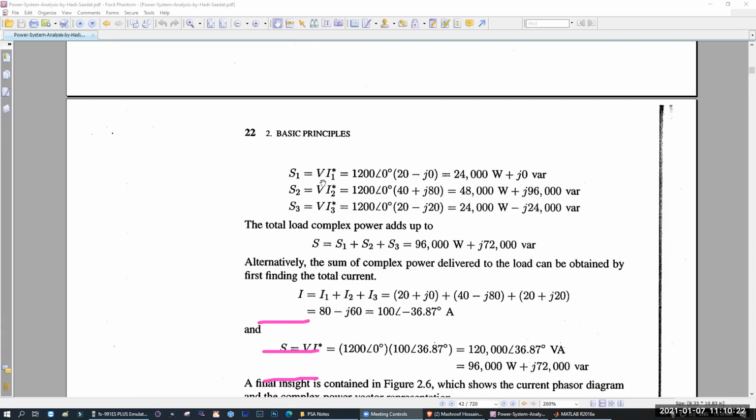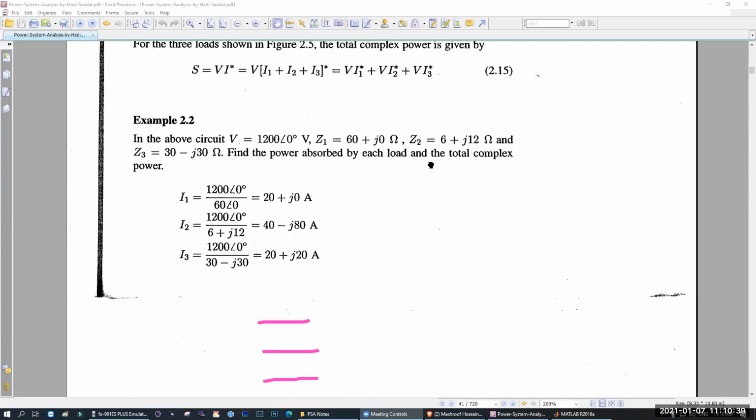So S1 will be V into I1 conjugate. S2 is equal to V into I2 conjugate. S3 will be V into I3 conjugate, right? All the voltage and current conjugate will be multiplied. Current conjugate means what? This will be minus, this will be plus, and this conjugate will be minus when you multiply this, right? Understood?